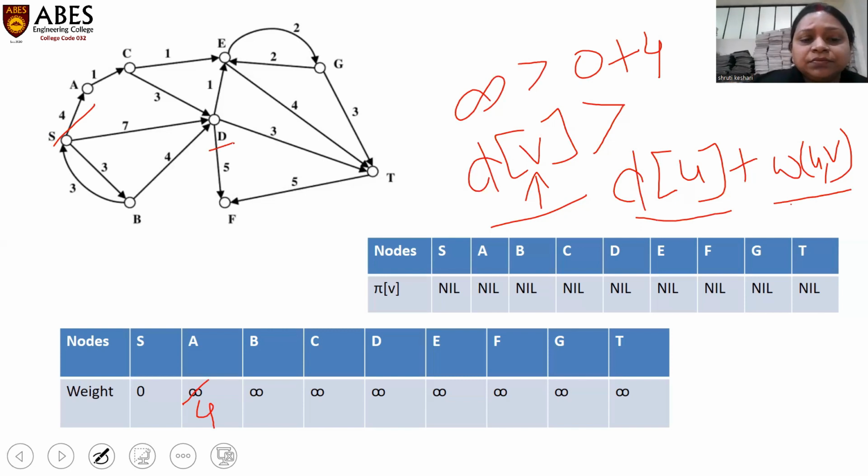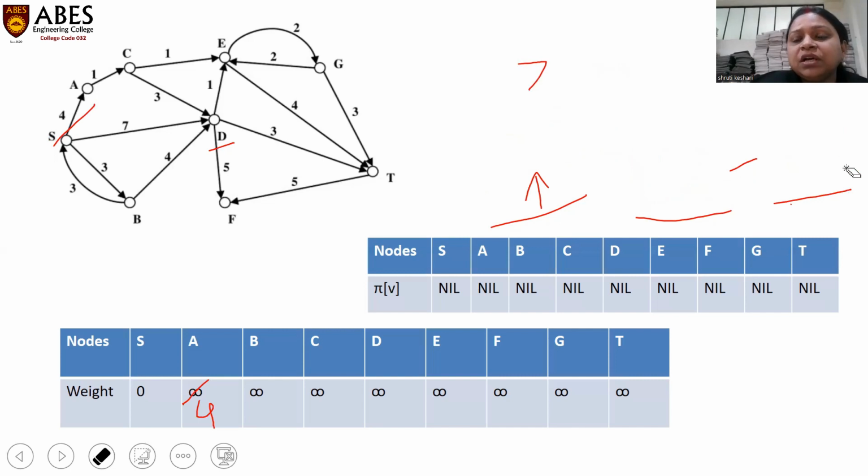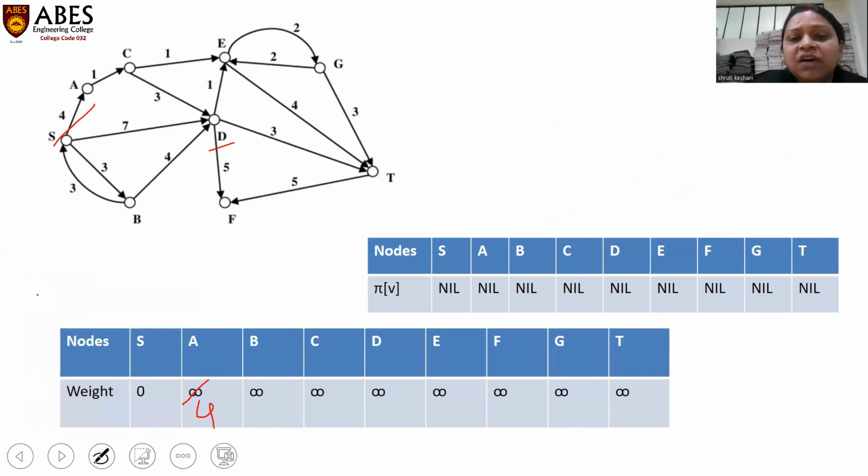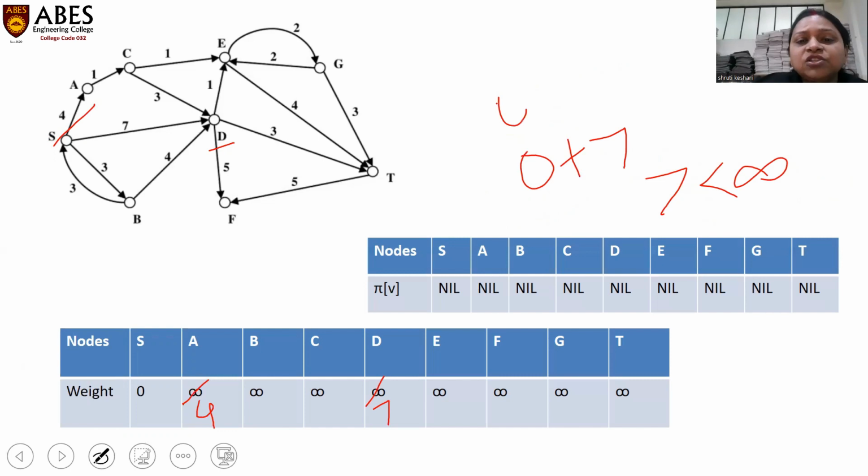Similarly, in case of D, the current value of D is infinity. If we move from S to D, the value is 0 plus the cost of the edge, which is 7. Then 7 is less than infinity, so you can relax the value of D also, to 7. Similarly, in case of B, the current value is infinity, but when we move from S to B, you add 0 plus 3, which is less than infinity. Update the value to 3.